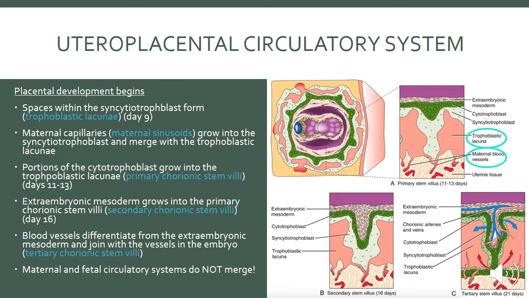After that, the cytotrophoblast, that's the darker green in these pictures, grows into the lacunae as well, and then the extraembryonic mesoderm grows into that cytotrophoblast, and they're called the primary chorionic stem villi, and once the mesoderm has grown into them, they become secondary chorionic stem villi.